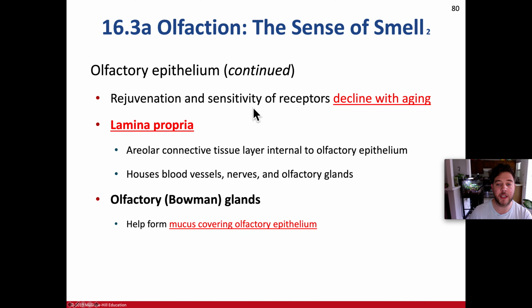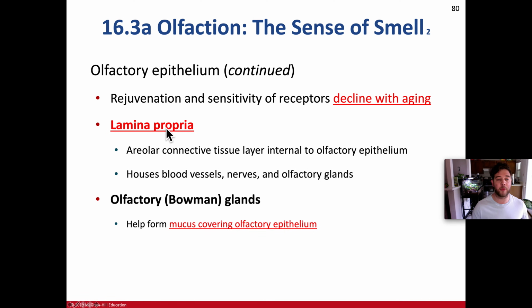Rejuvenation and sensitivity of receptors decline with aging. If you think about it, mucous membranes tend to be exposed to the external environment, so they do undergo damage and irritation faster than some of our internal serous membranes. So the olfactory membrane is replaced again. It's said every 40 to 60 days. But as we age, that starts to slow down. Your sense of smell starts to decline, and it's impaired.